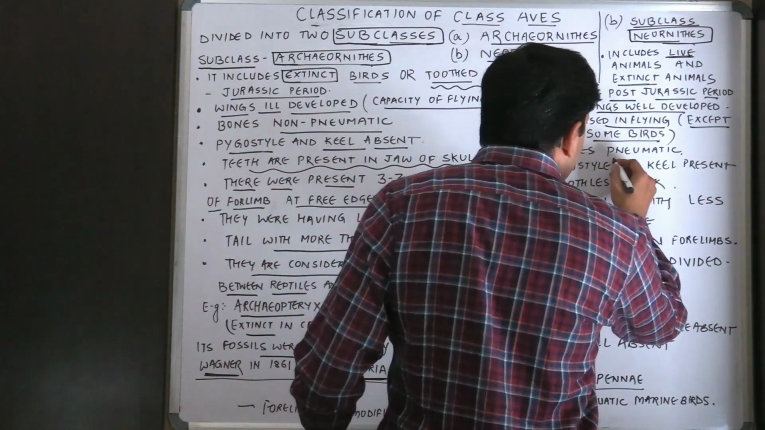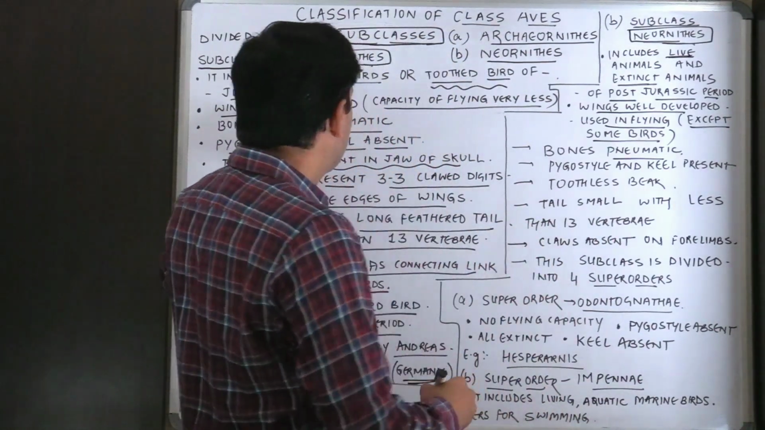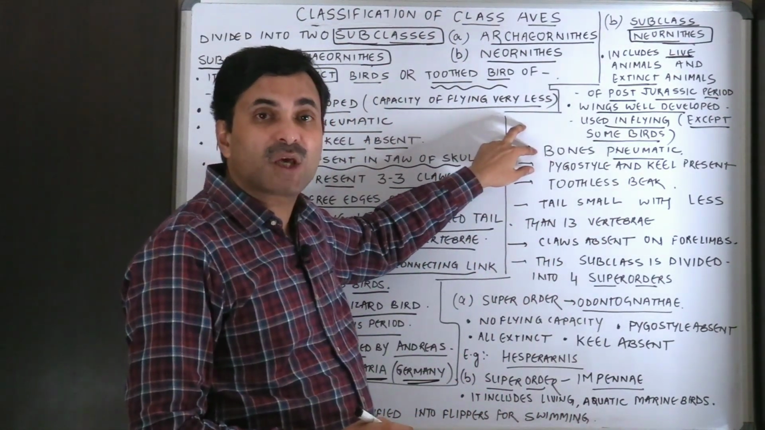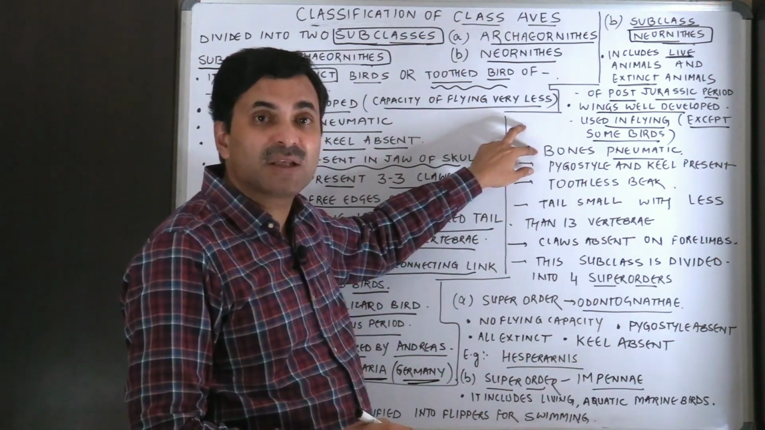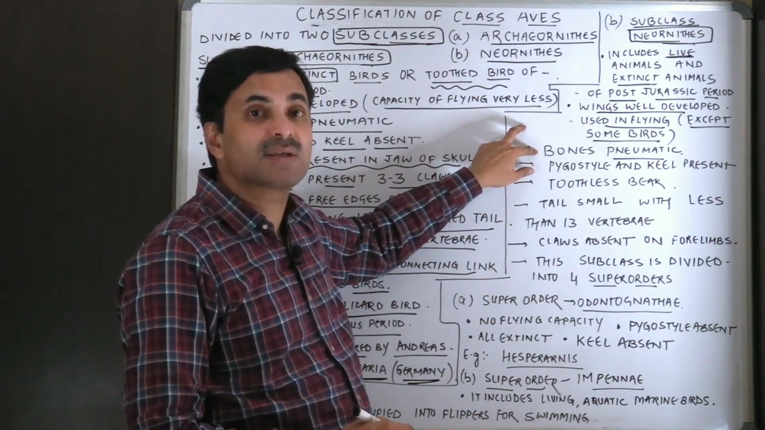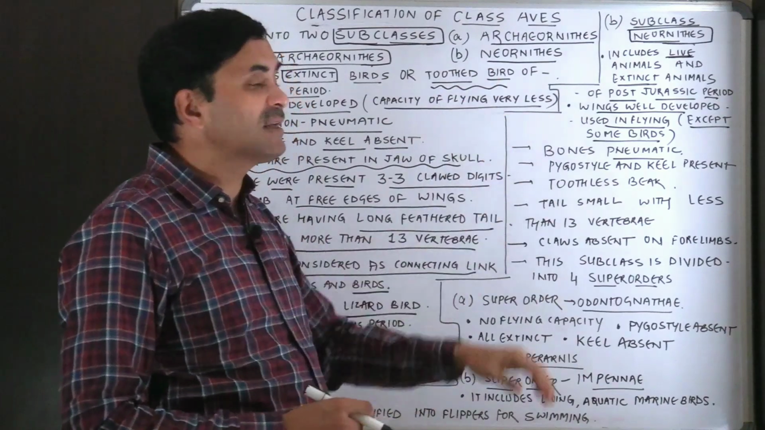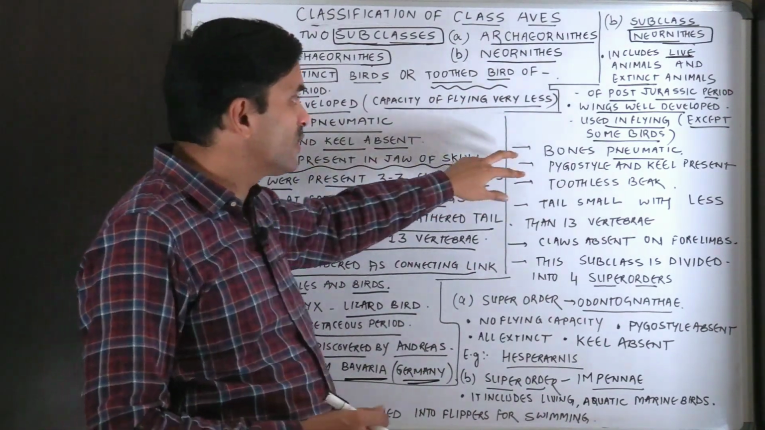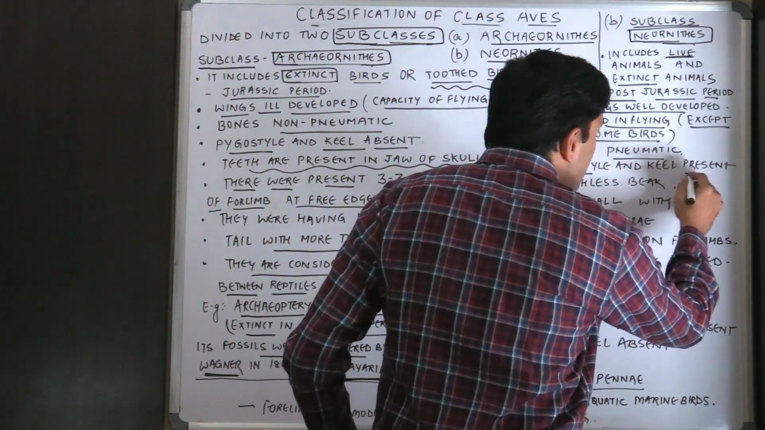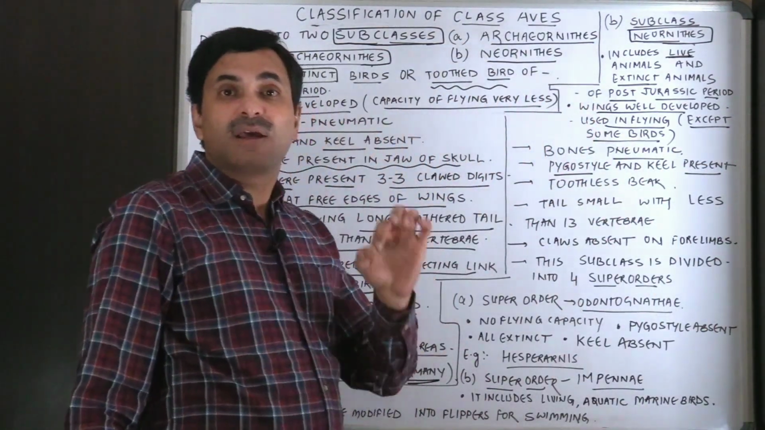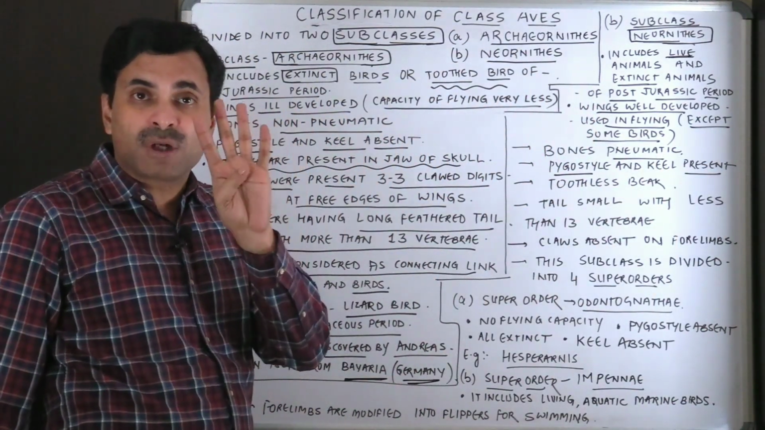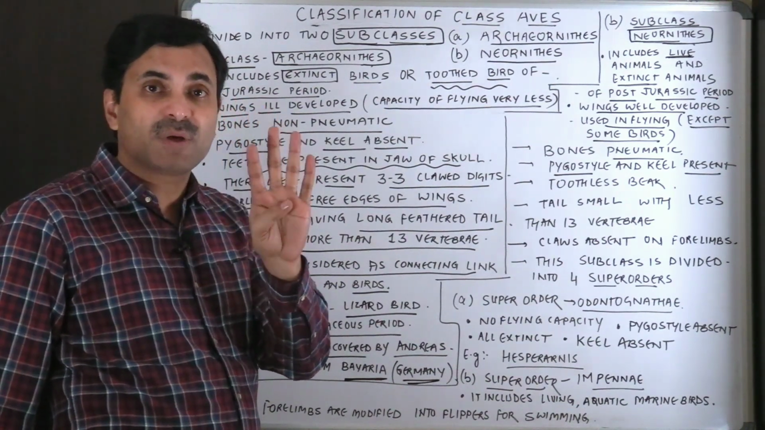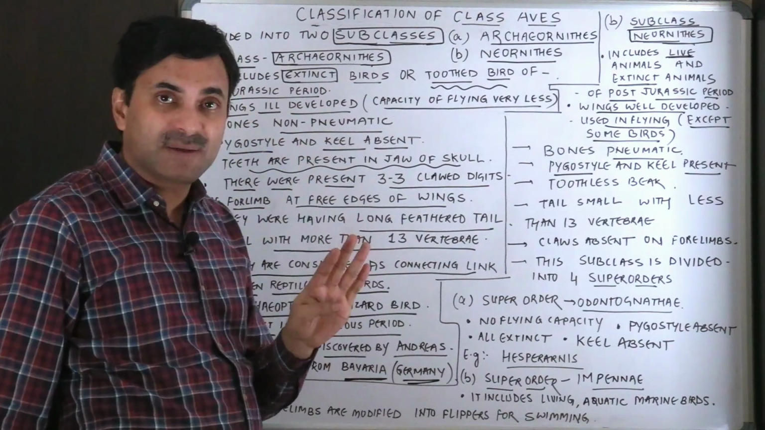Now here the bones are pneumatic, here the bones were non-pneumatic. Why are bones pneumatic? Pneumatic bones are hollow bones which make the body of the birds light in weight so that they can easily fly. Pygostyle was absent here. You can see that pygostyle is present. What is pygostyle? The last four caudal vertebrae in modern birds fuse to form the pygostyle.